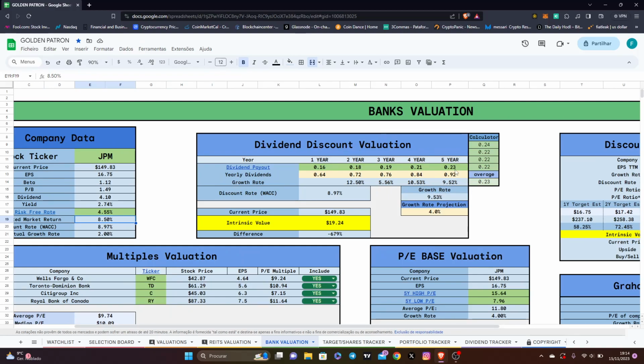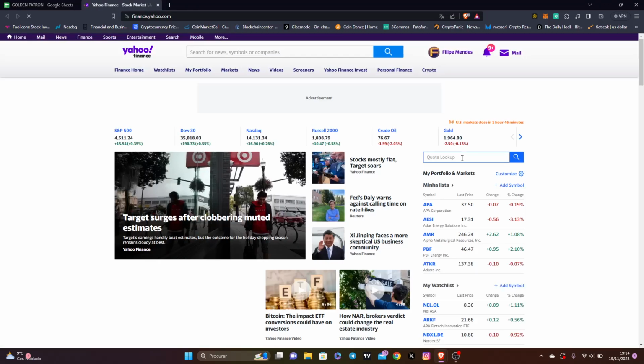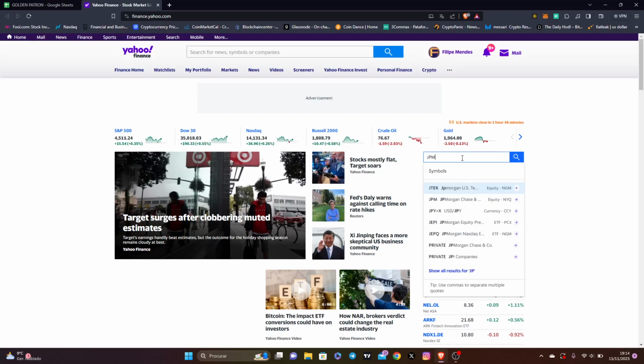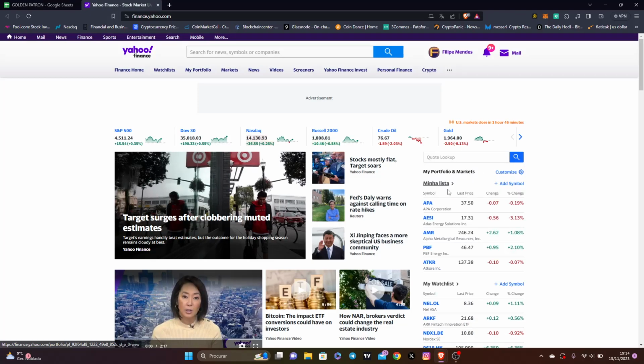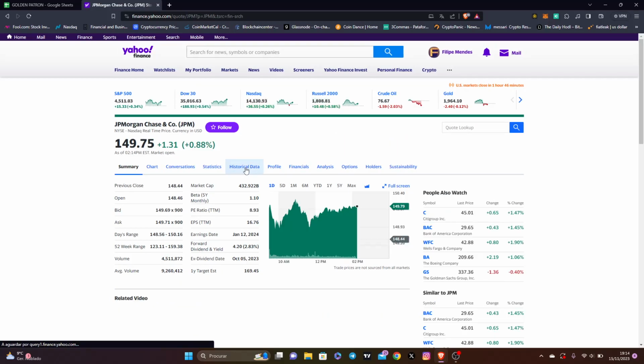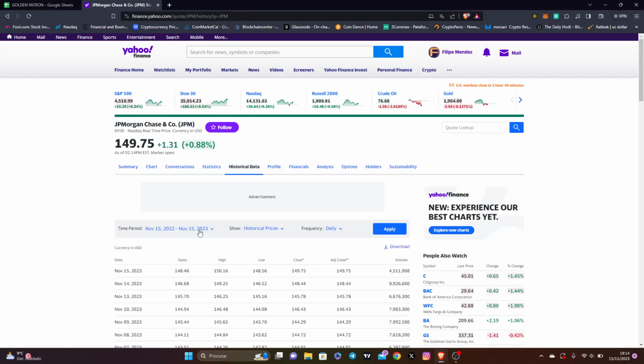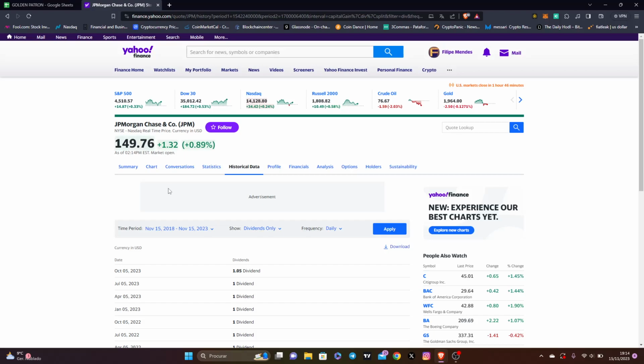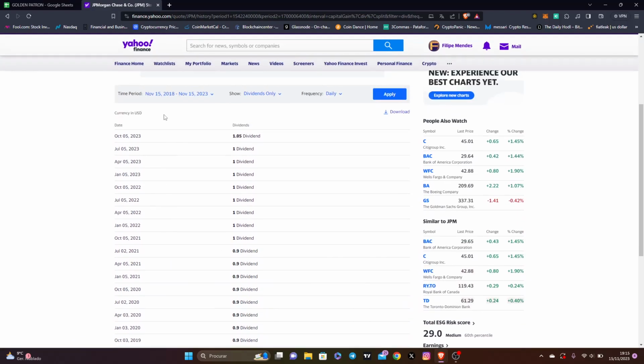For this, we need to find the dividend payout for all these 5 years. So what we do is come to another link, which is Yahoo, our first link, and we plug in JP Morgan. Once we do that, we come to historical data, and we want to do a span of 5 years, and we come to dividends only. All right, once we do that, we get the list, and we can see that they're paying per quarter.